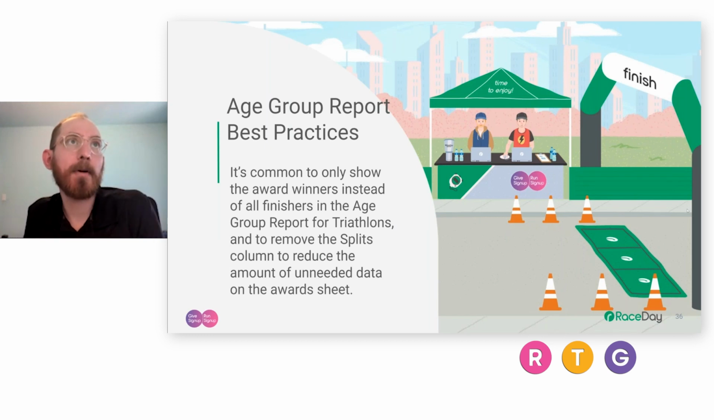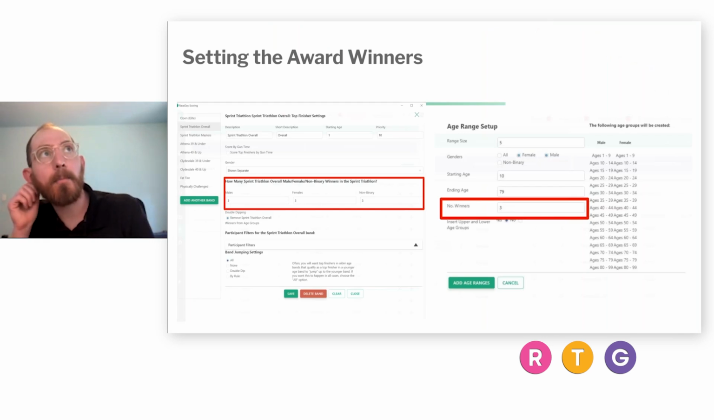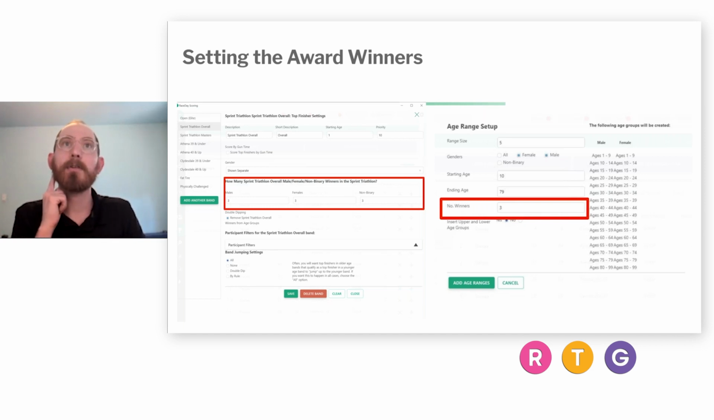So next we're going to talk about some age group report best practices. This is nice for award ceremonies. You don't want to show all of the split data, you only want to show award winners. So some quick tips for age group report customizations. Make sure that you set the award winners properly. If you have top finisher categories where you are only going 3 deep for overalls and masters, make sure you set that. And in your age groups, if you are doing age groups as actual bands, then make sure you set the number of winners appropriately, 3 deep, 5 deep, whatever it is.